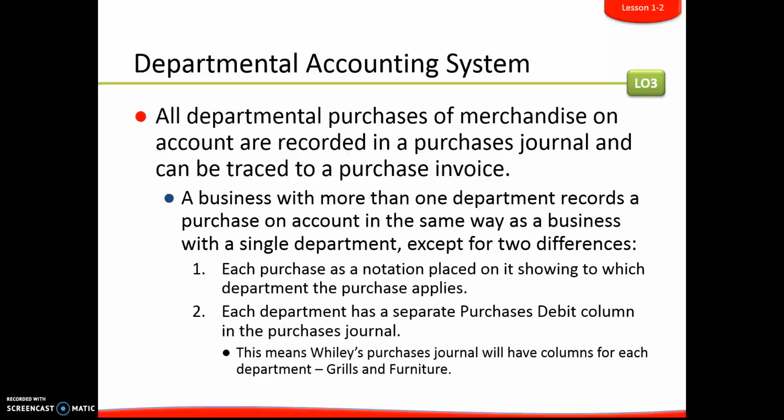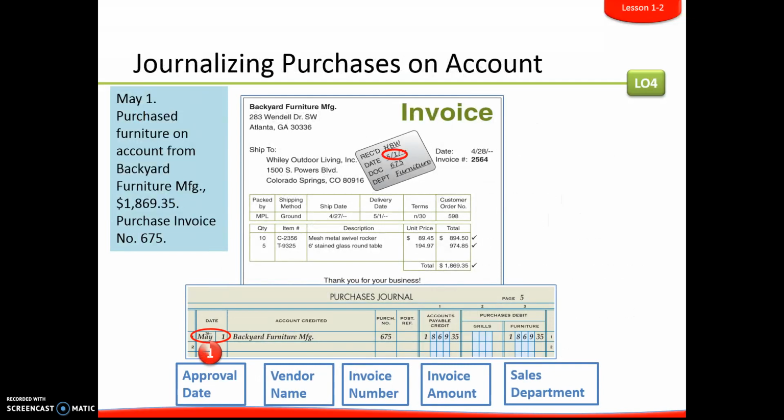Because remember, we're going to have purchases for grills and we're going to have purchases for furniture. And so that's just what that says: it has a separate purchases debit column for each department in its purchases journal. So if we look at this, oh, it does it automatically this time. That's fancy. So it says our transaction was on May 1st. We purchased furniture on account from Backyard Furniture Manufacturing of 1869.35, purchase invoice number 675.